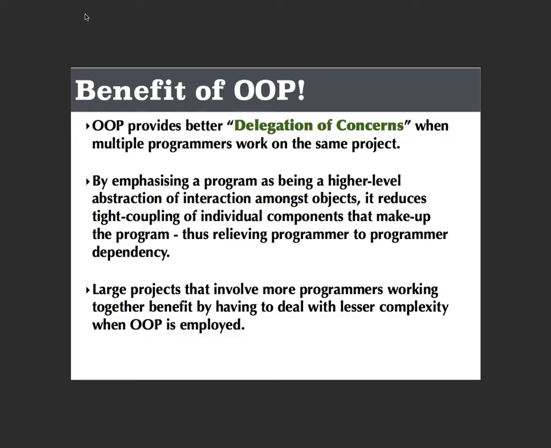So I told you that large projects that involve more programmers working together benefit by having to deal with lesser complexity when OOP is employed. That's the interesting part. See, coming back to the problem statement, if I'm the only person who's going to solve a problem, and I care about every single intricate aspect of the solution, then I don't need object-oriented programming. I can do it a procedural way. If I'm willing to know about every intricate detail about how my solution is going to be wired, I don't need object-oriented programming. Let me give you some real-world examples.